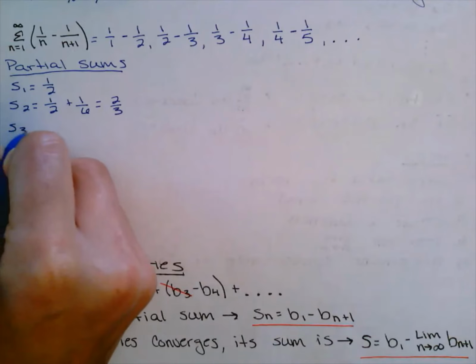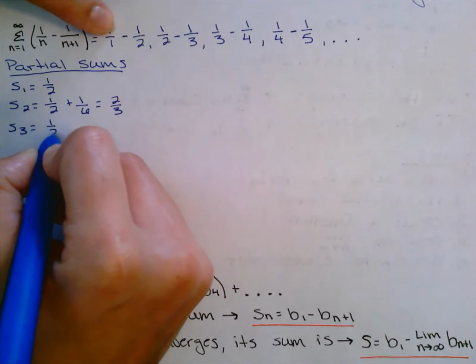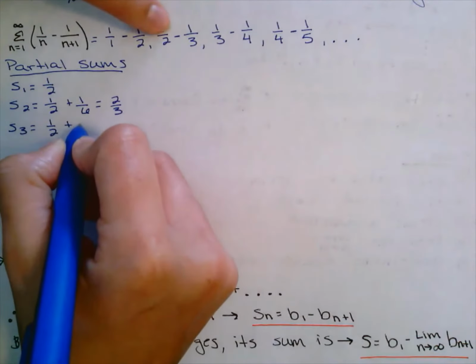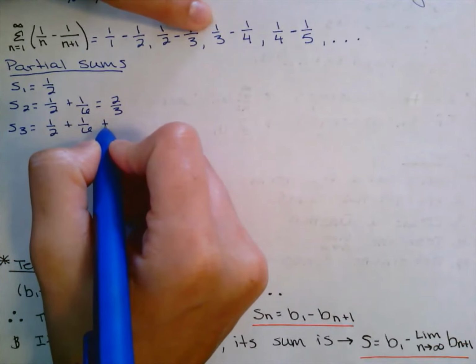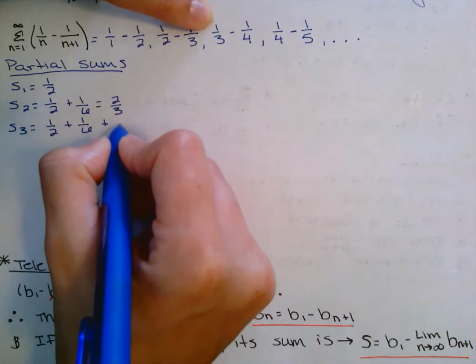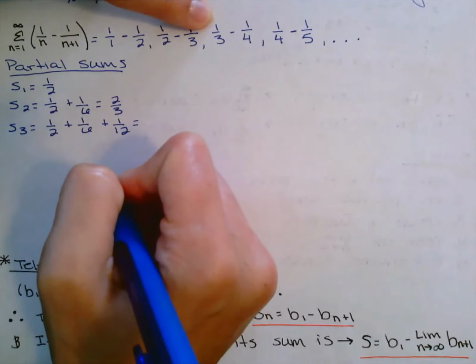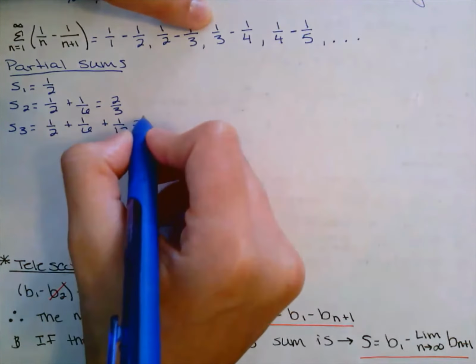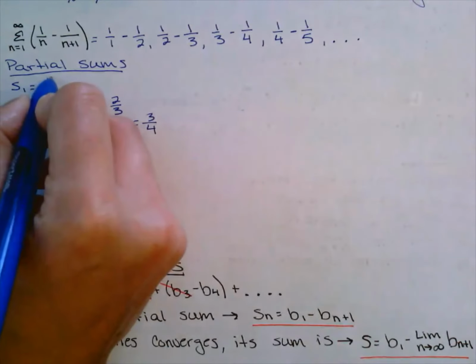The sum of the first 3 terms, I had 1/2 plus 1/6 plus 1/3 minus 1/4 is going to give me 1/12. Add that up with a common denominator, put in your calculator, and you should get 3/4. And that's being reduced, obviously, right?